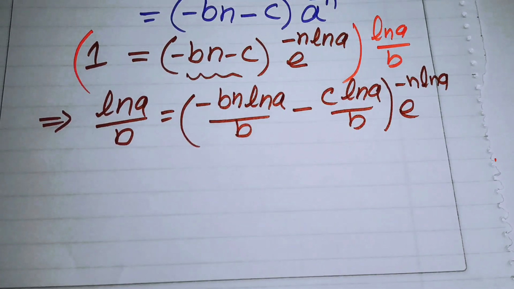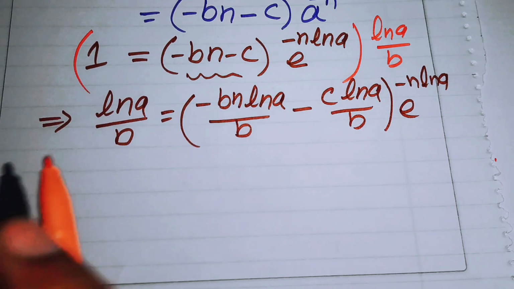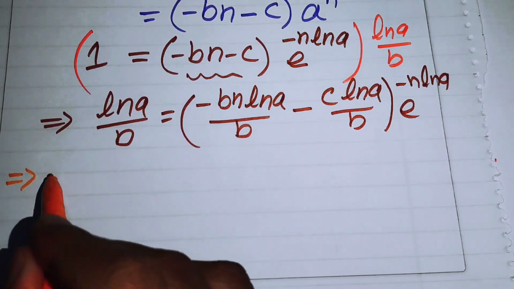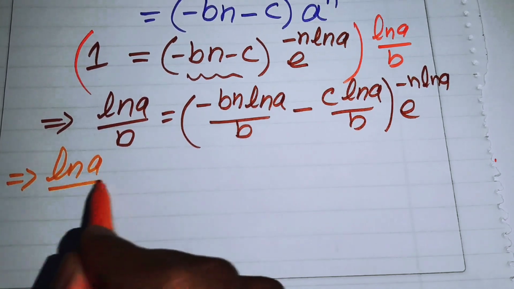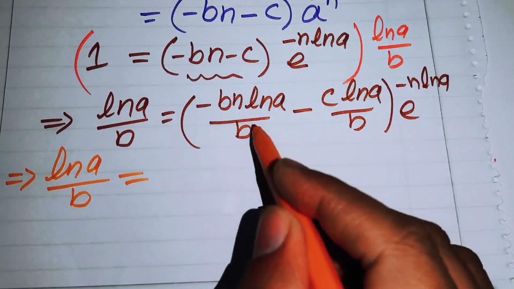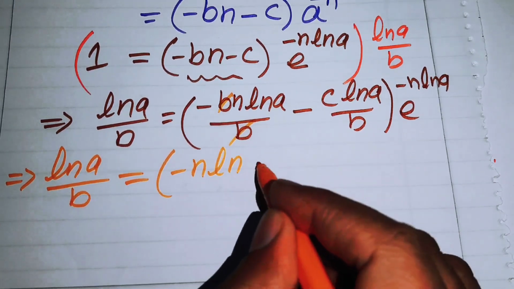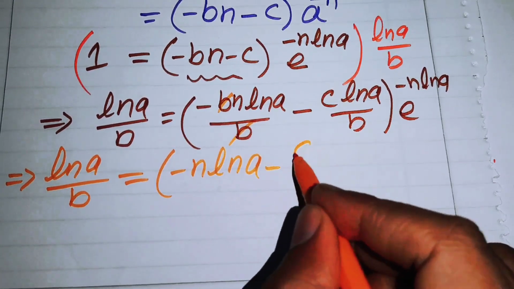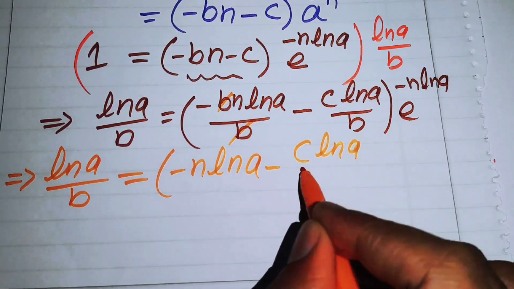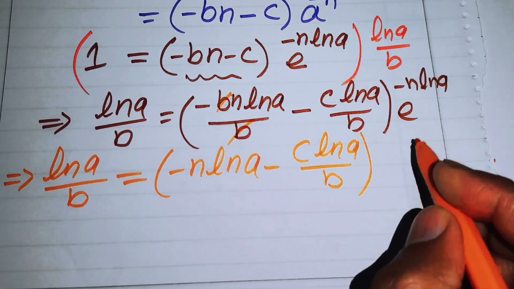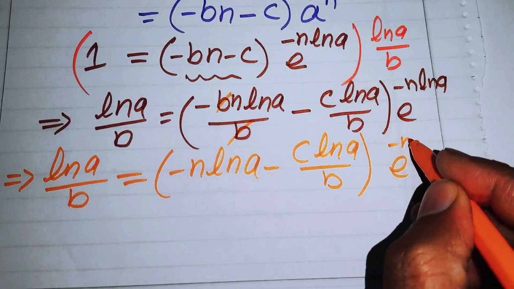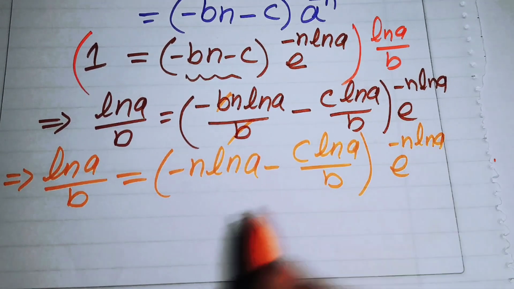So now in the next step we need to take a little bit of simplification here, and we get log of a over b equals to, here you cancel these two terms, and we get minus n times log a, minus c times log a over b, into e to the power of minus n times log a.